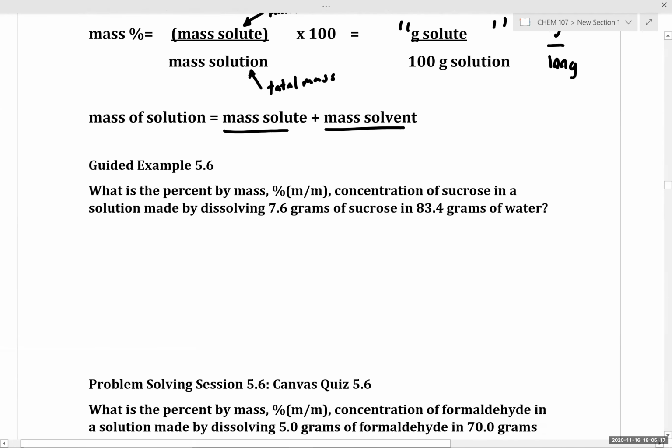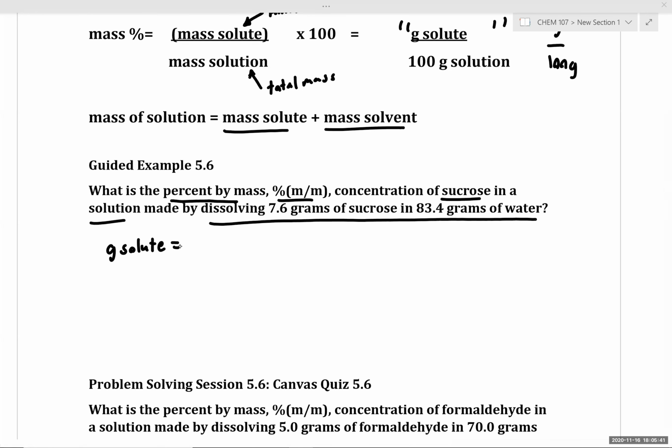In this case, we're asked, what is the percent by mass concentration of sucrose in a solution made by dissolving 7.6 grams of sucrose in 83.4 grams of water? Okay, so let's define what we know. What is our solute? What is our minor component of this solution?